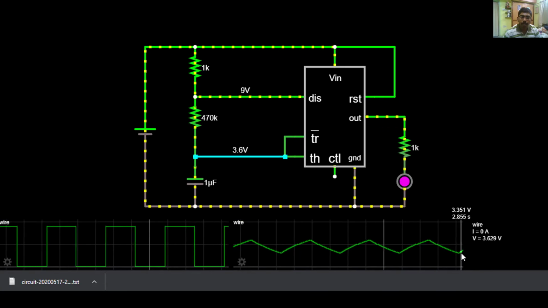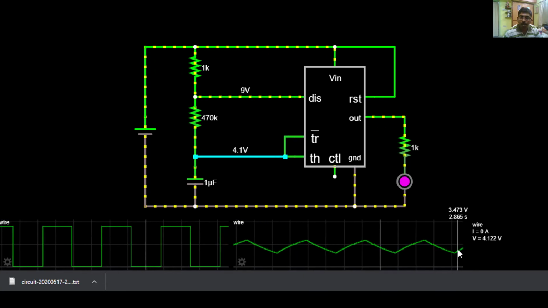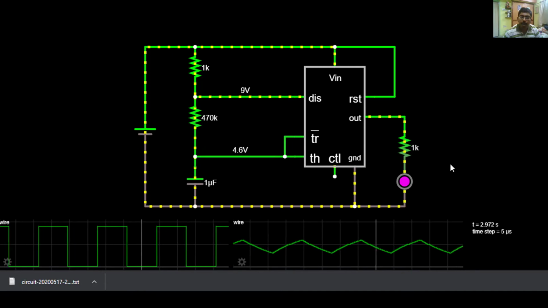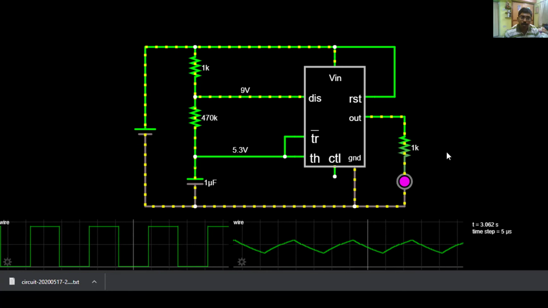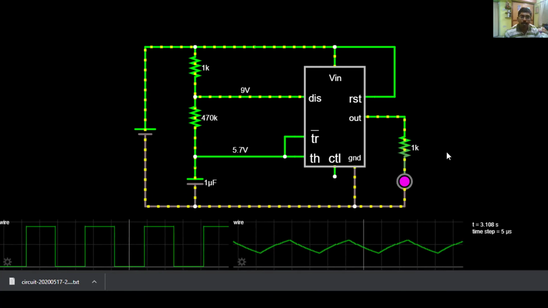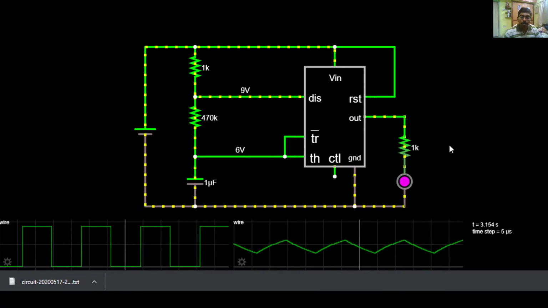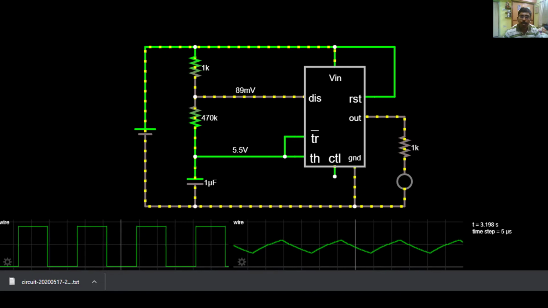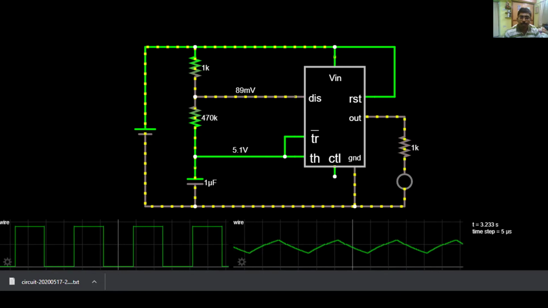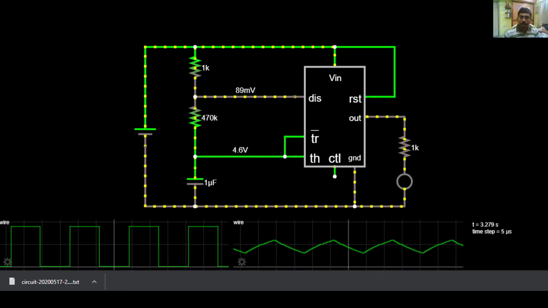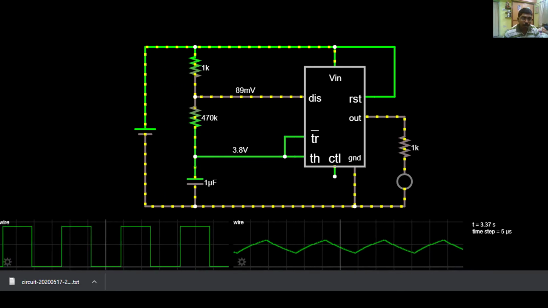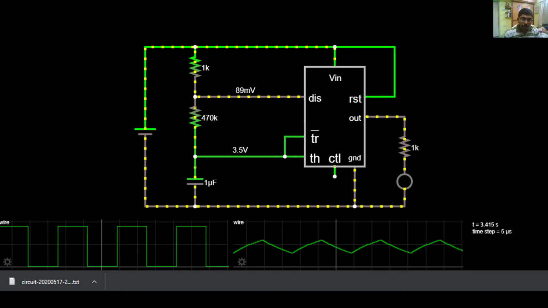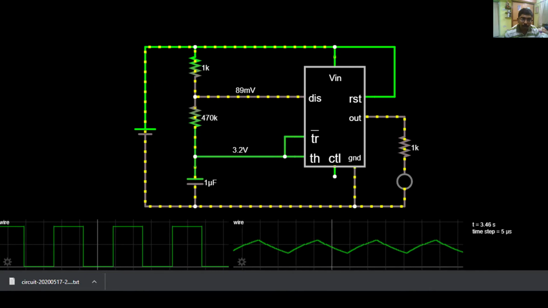And now the capacitor starts to charge. You can see the charging waveform over here. This operation continues and makes the LED blink continuously at a predetermined frequency as per the above calculation, and generates a square waveform at the output pin, which is the third pin of the IC.